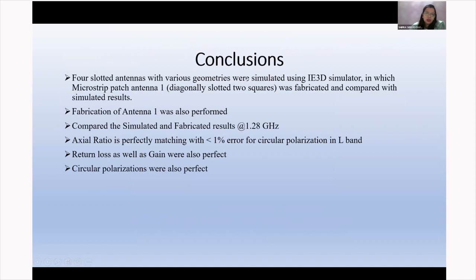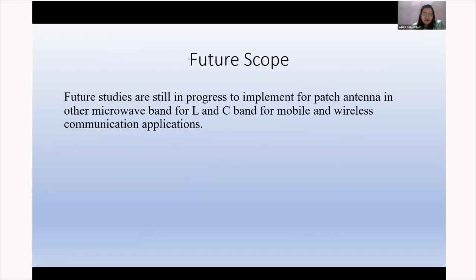Now the conclusion is that I have simulated 4 designs and fabricated antenna number 1, and I am showing you the comparison of the simulated result and fabricated result for the square slots. This is showing the circular polarization in L band. My future scope is this: I am trying to design an antenna which will show the circular polarization in the S and C band for further process.